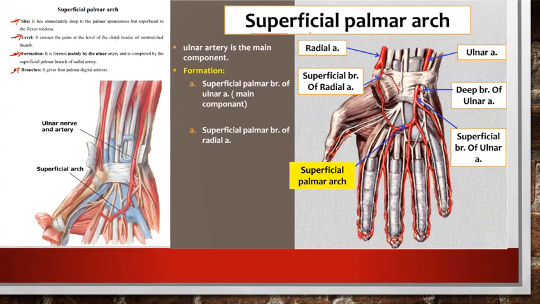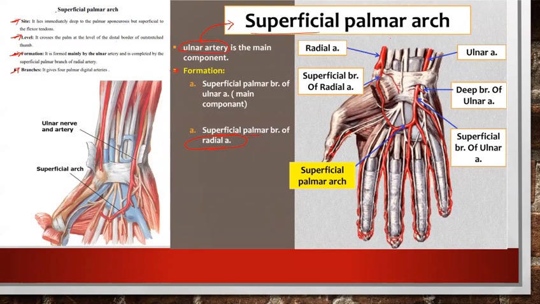The superficial palmar arch, as we said in the last slide, the main component in its formation is the ulnar artery, and it takes a small branch from the radial artery called the superficial palmar branch of the radial artery. This is the formation.